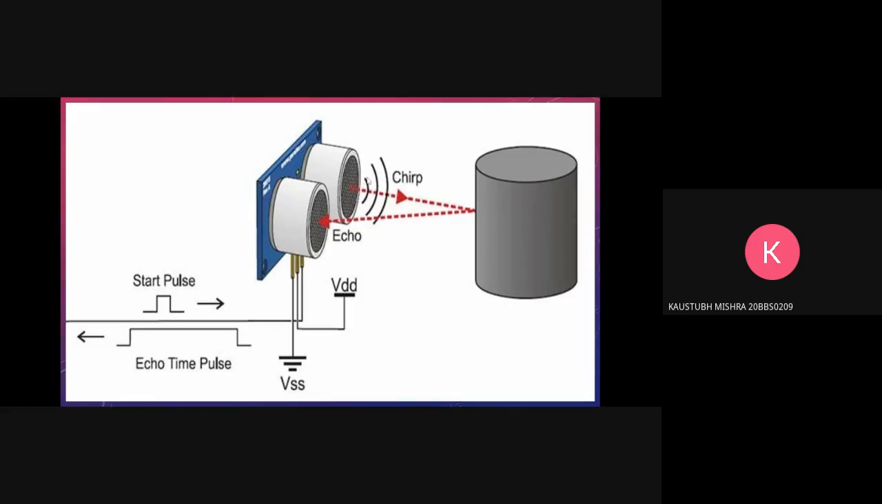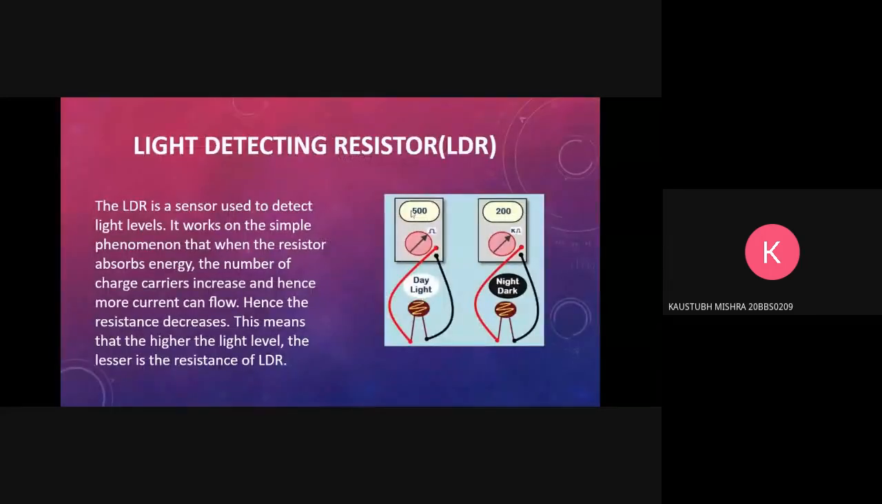So I hope that the working of the ultrasonic sensor is clear to you. So that was all for the ultrasonic sensor. The next type of sensor that we need to look at is the light detecting resistor, or the LDR. This is one of the simplest sensors to understand. So LDR is a sensor that is used to detect light levels.